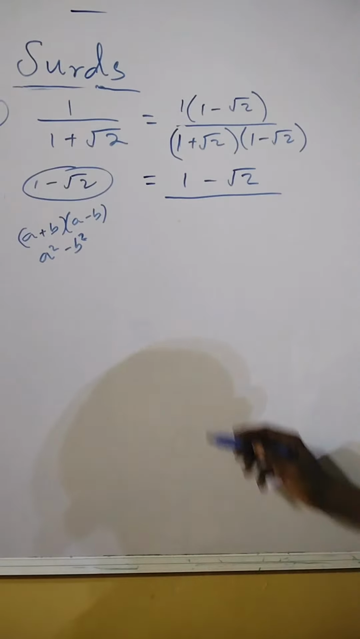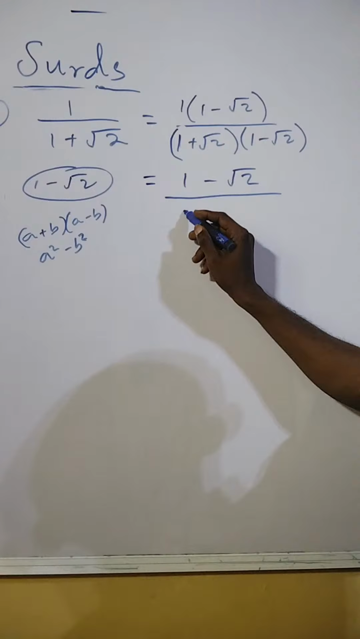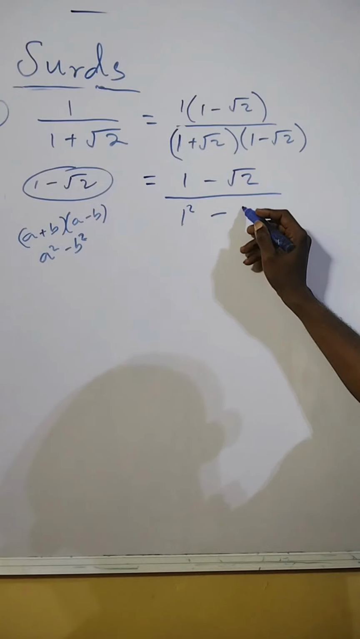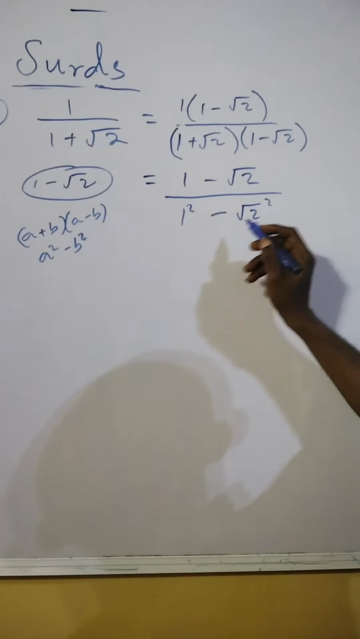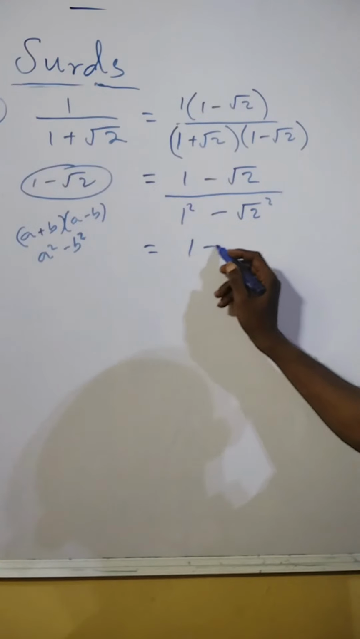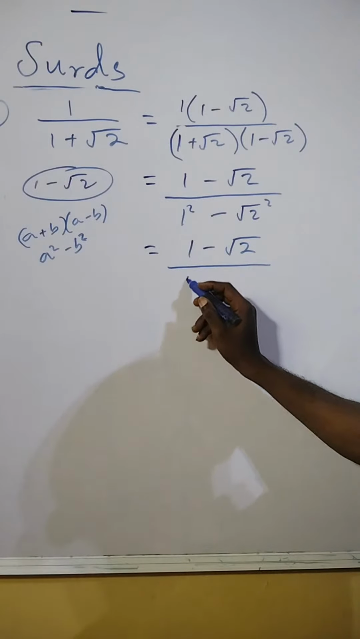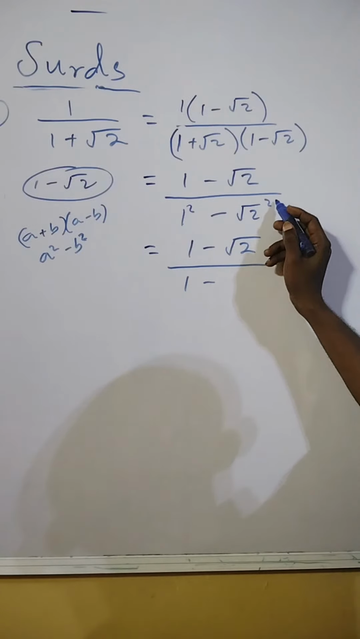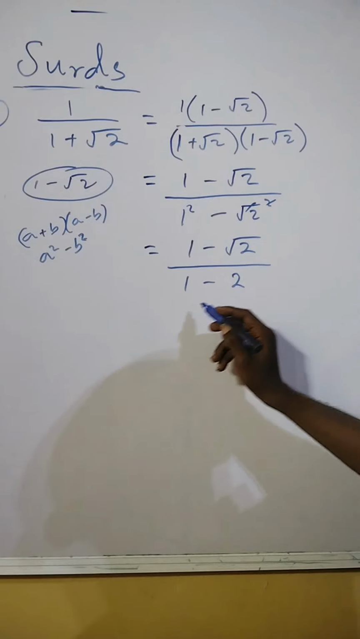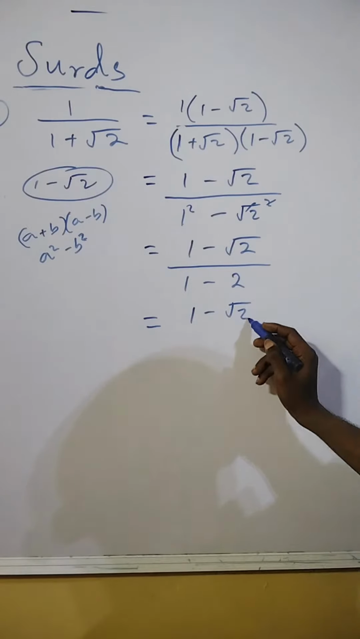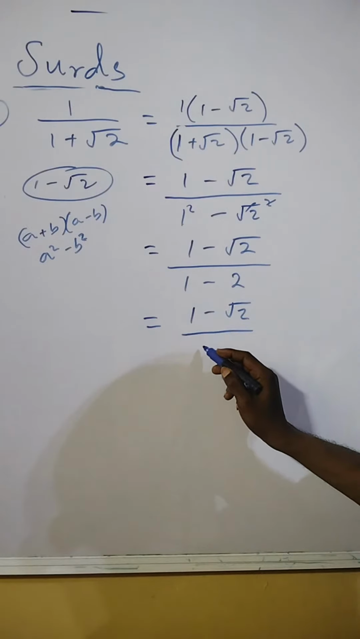Okay, so a here is 1, so we simply write this as 1 square minus root 2 is b, that's root 2 square. So this here is now 1 minus root 2 divided by 1 square, which is still 1, minus the square and square root cancel, we have 2. So this becomes 1 minus root 2 over 1 minus 2, that's minus 1.